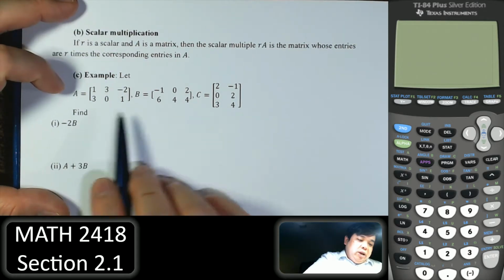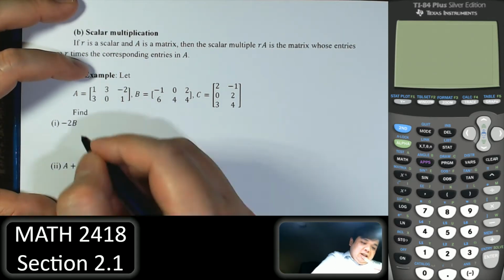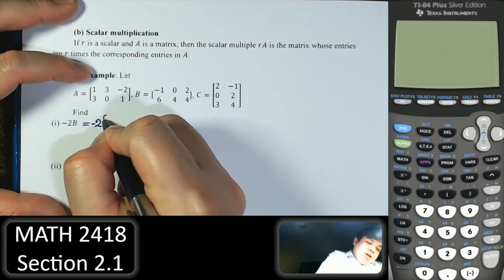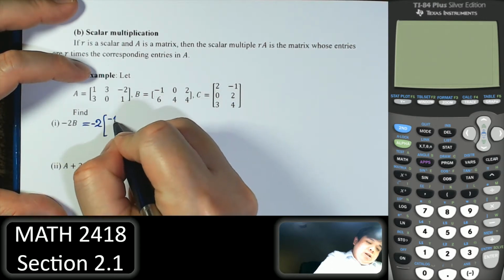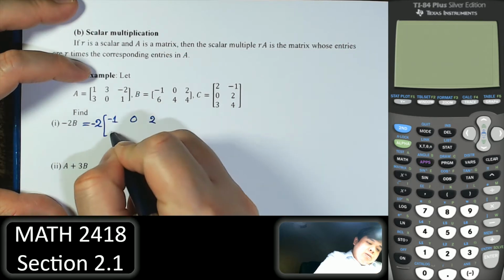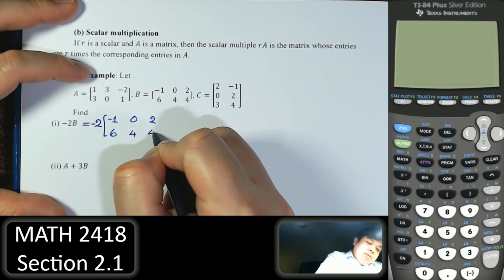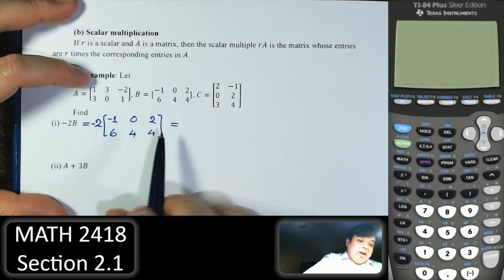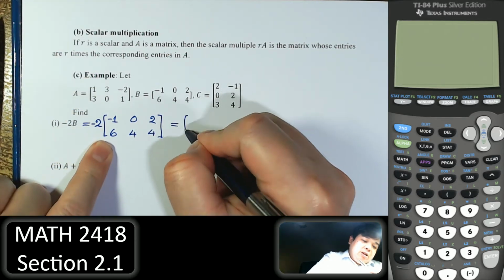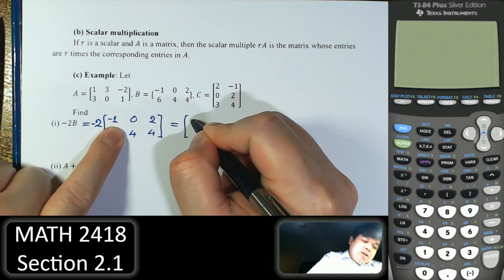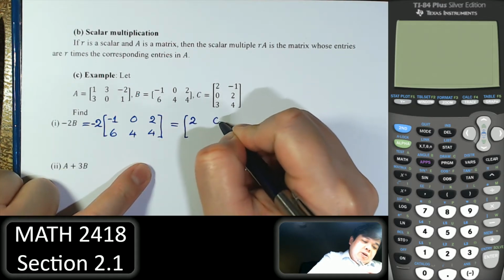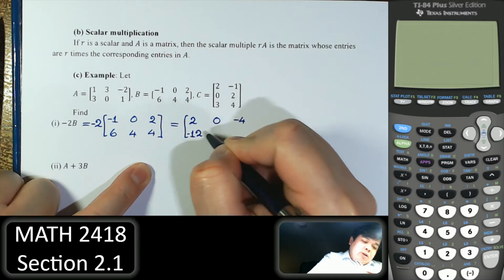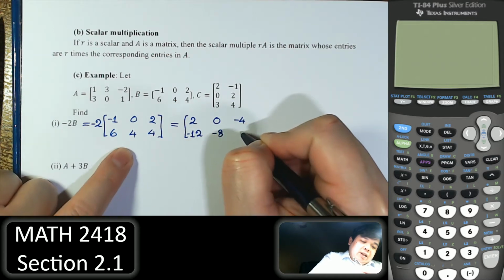Find negative 2B. This is the matrix B. So I have negative 2 times the matrix B. Simple enough. Just take negative 2 multiplied to every entry of that matrix. So negative 2 times negative 1, 0, 2, 6, 4, 4 gives 2, 0, negative 4, negative 12, negative 8, negative 8.